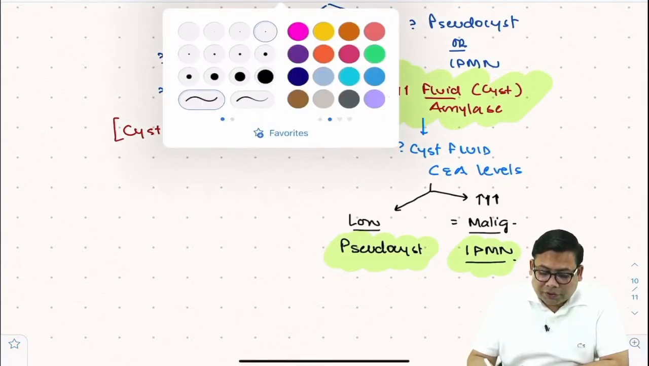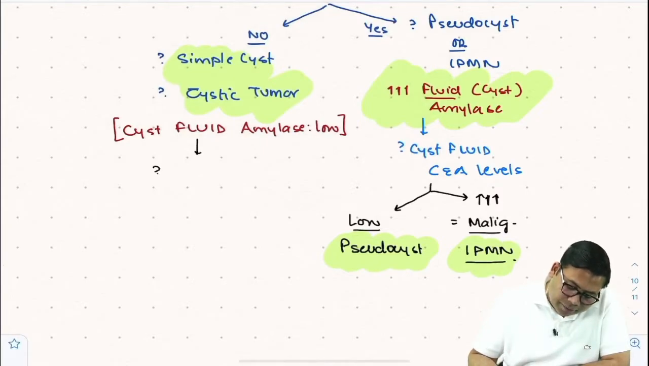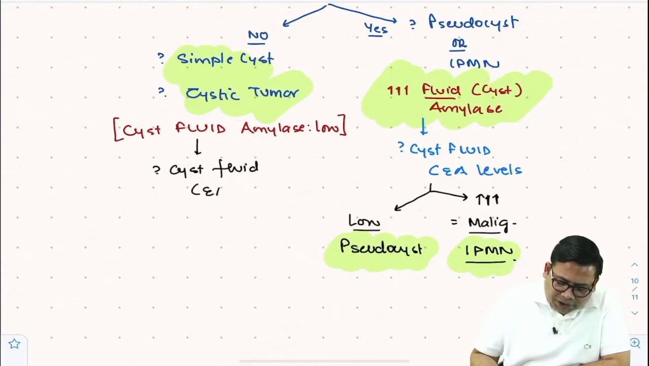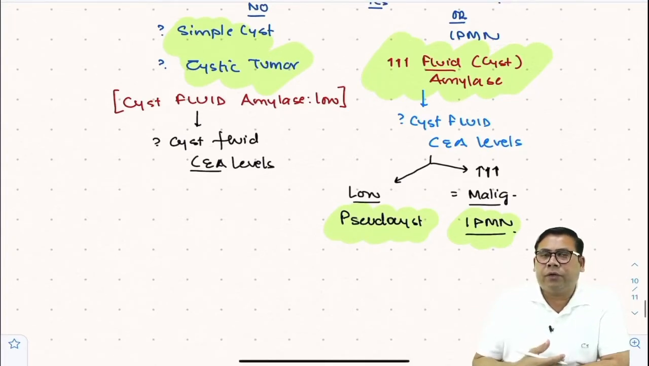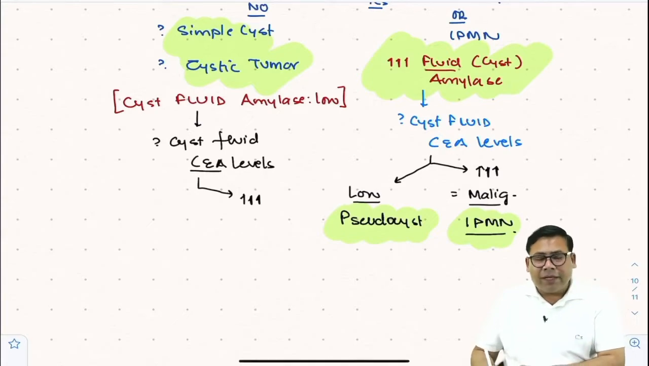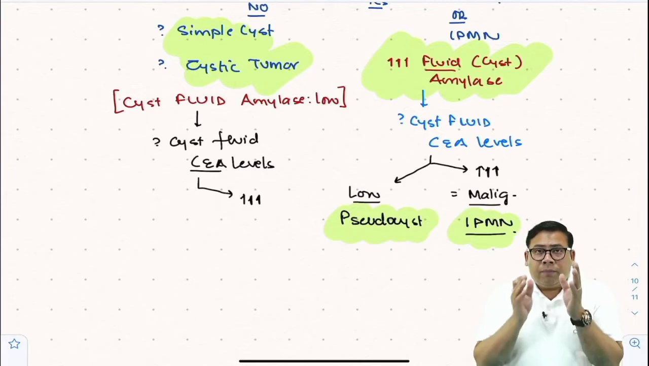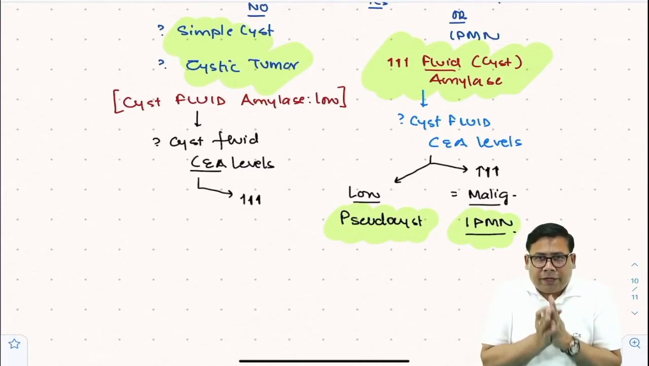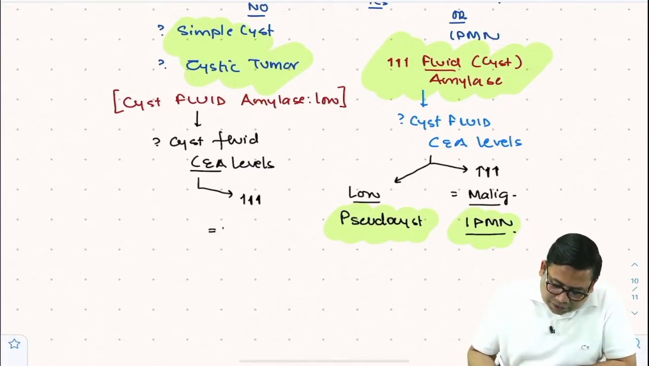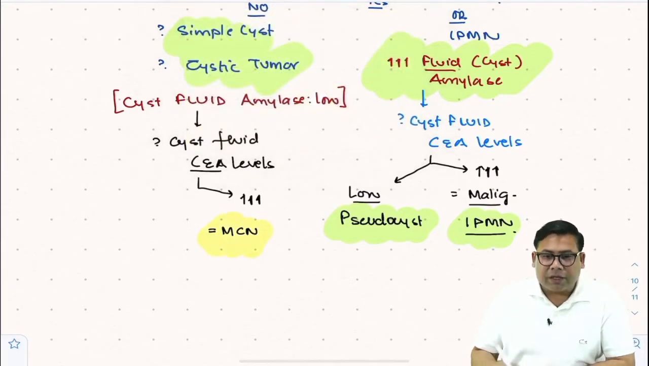Now, in order to differentiate whether it is a tumor versus a simple cyst, you need to check again the cyst fluid CEA levels. If you talk about cyst fluid CEA levels, what are the important things that you need to understand? If it is elevated, that means it's a malignancy, and amongst them, which one is malignancy? Answer is MCN. Mucinous cystic neoplasm shows an adenoma to carcinoma sequence. So, this is actually MCN, and thus the diagnosis of MCN has been confirmed.